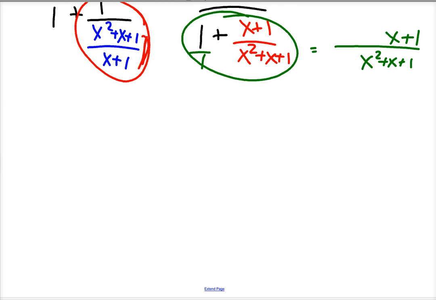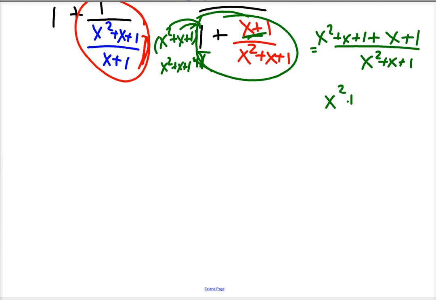So the x plus 1 on the right stays the same. On the left, you're going to take that times x squared plus x plus 1. Top and bottom times x squared plus x plus 1. I got messy there. Let me clean it up a little bit. X squared plus x plus 1. So that's what we're going to take top and bottom by in order to get the common denominator. So I take 1 times all of these, and I get x squared plus x plus 1. I got to add that to the right-hand side. I get x squared plus 2x plus 2 over x squared plus x plus 1.